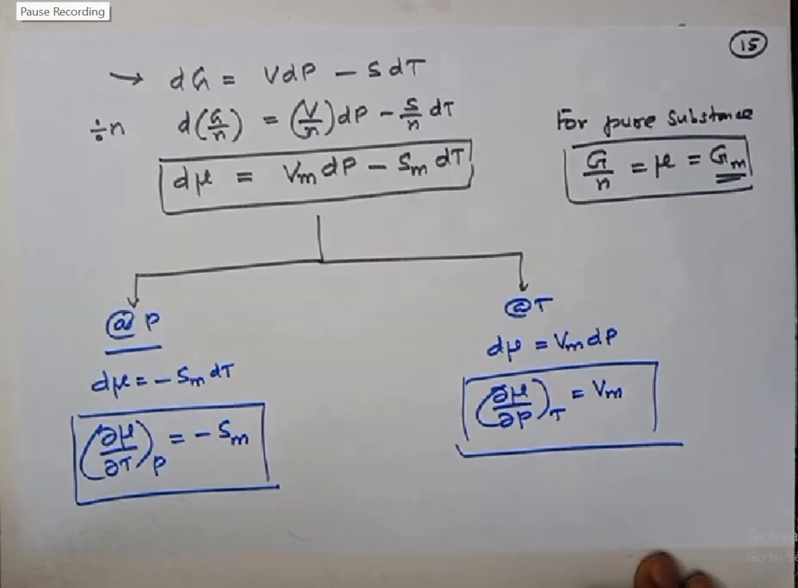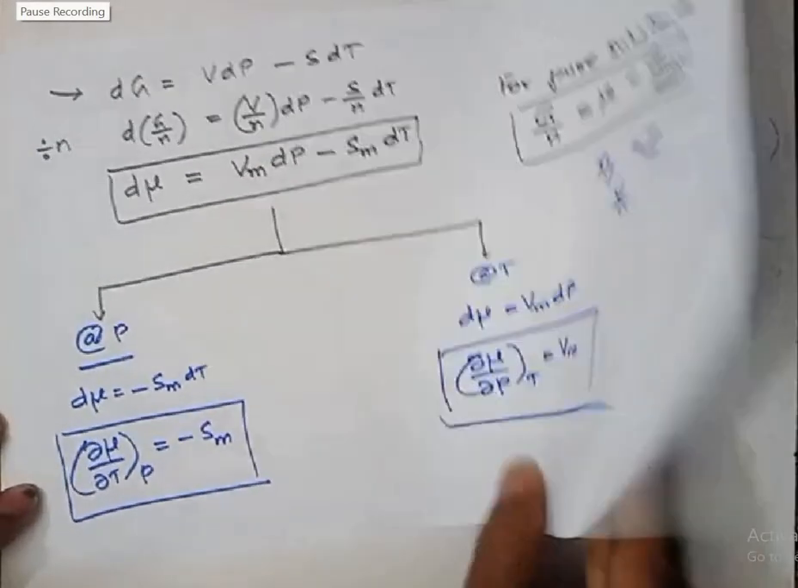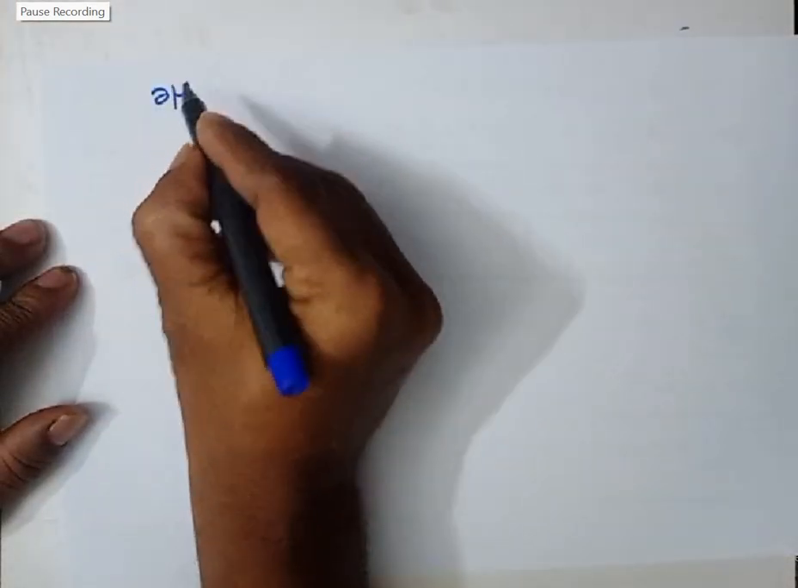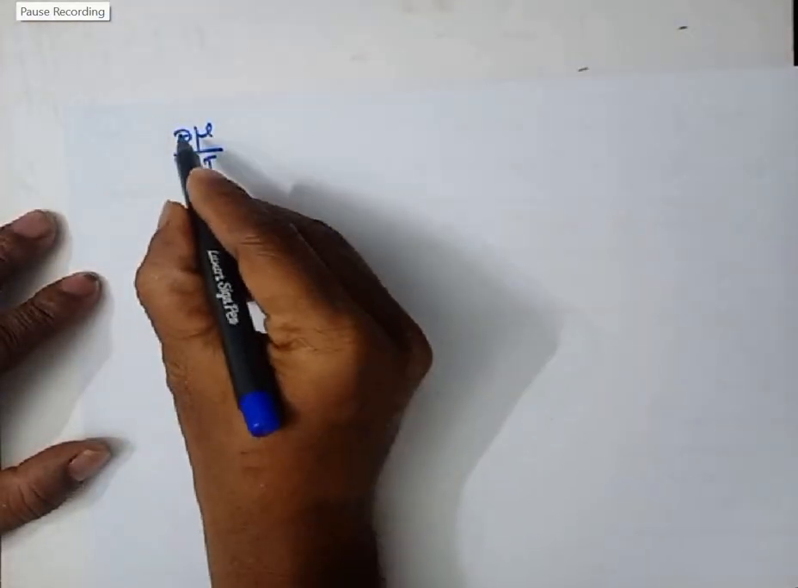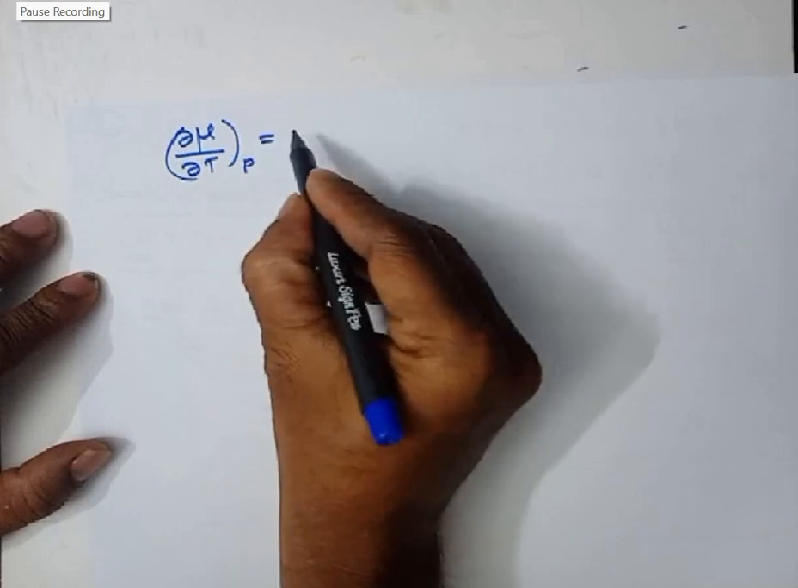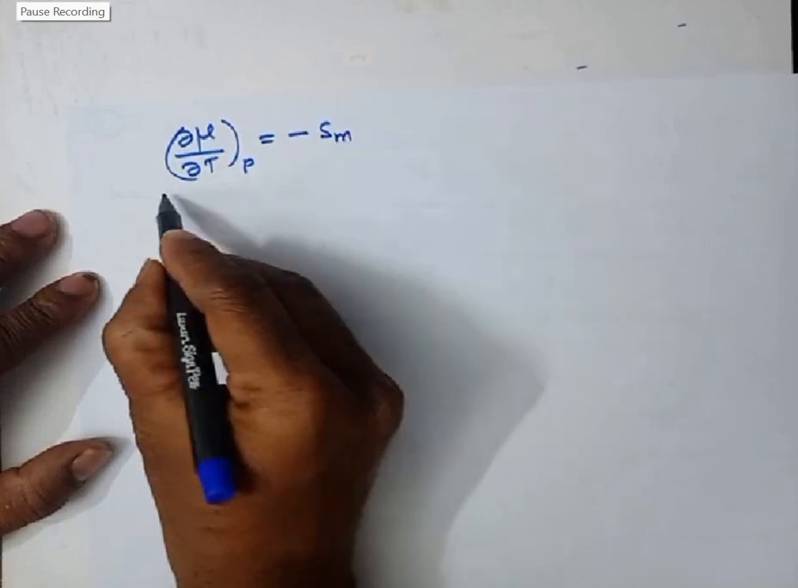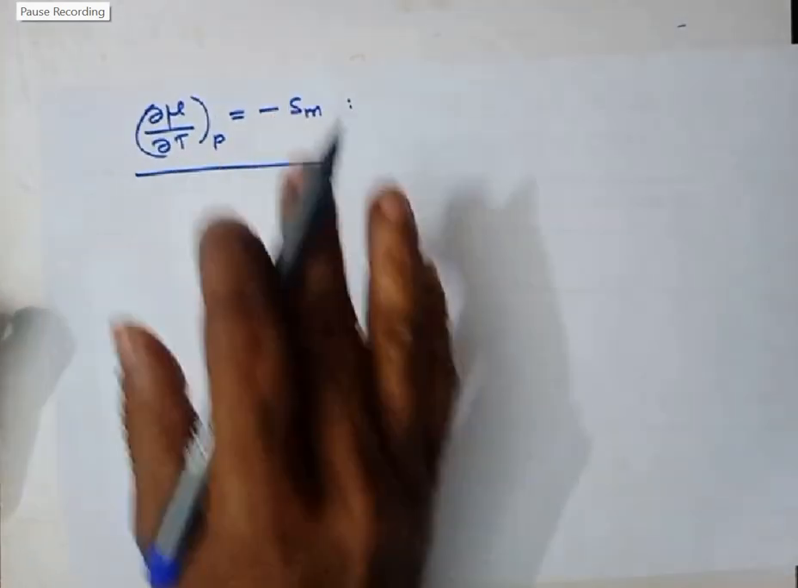Molar volume. Listen, so first I will take this equation. Change in chemical potential with respect to temperature at constant pressure equals minus Sm. What is the use of this, actually?